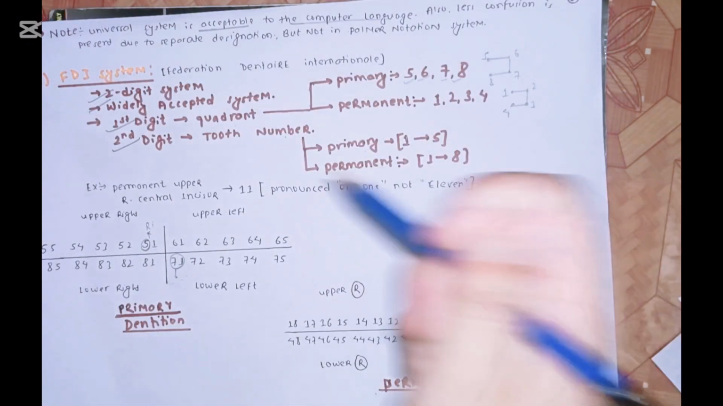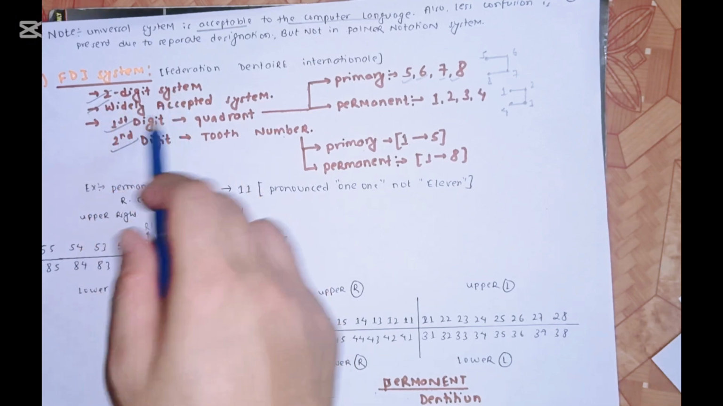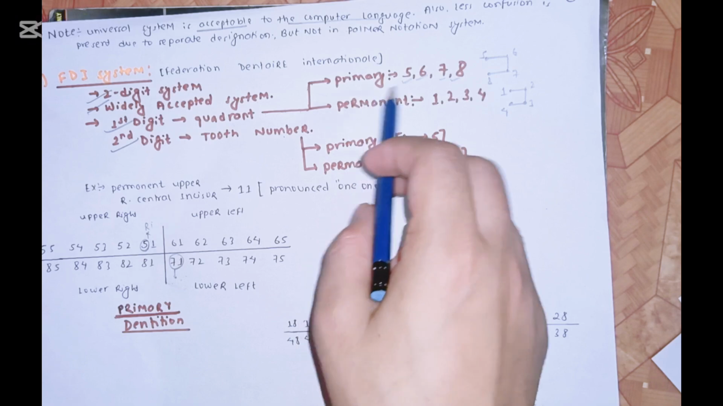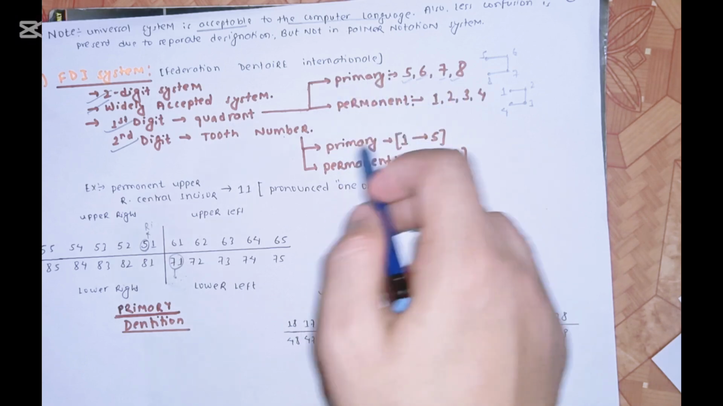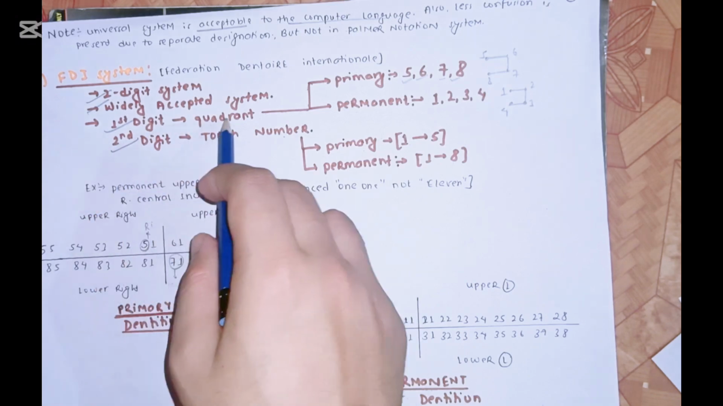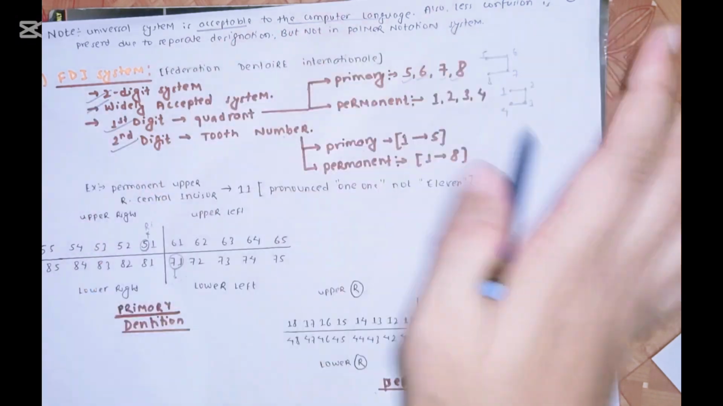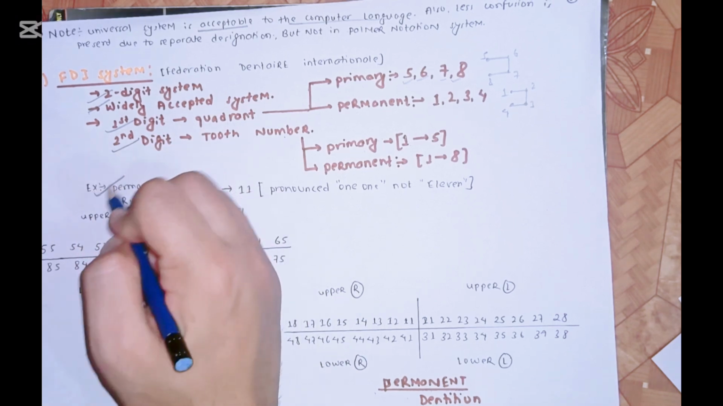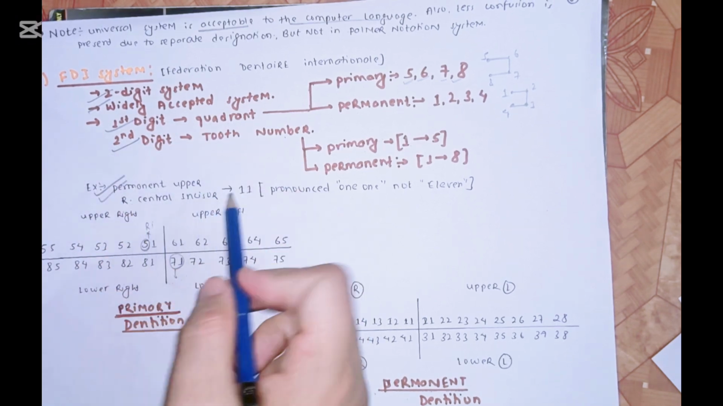Now here we can see the two digit system, the widely accepted system, for primary and permanent: 1 2 3 4 5 6 7 8. Okay, so 5 6 7 8 for the primary and 1 2 3 4 for the permanent. Okay, so the first digit is for the quadrant, and I have written here clearly, so it's simple to understand. I think I have missed this portion, and this portion is important.